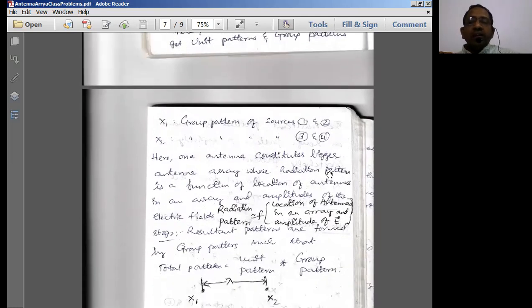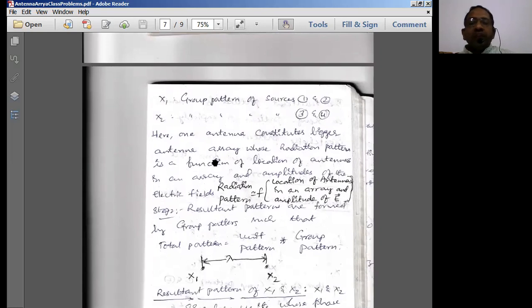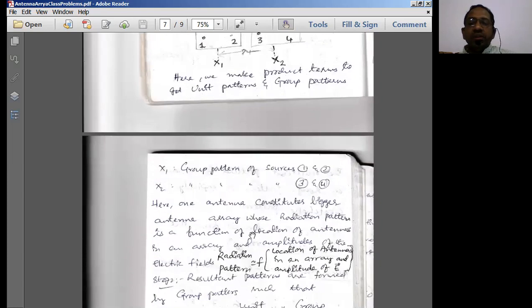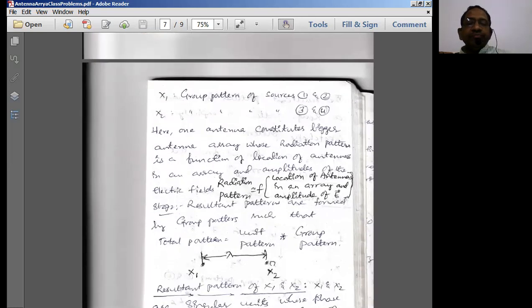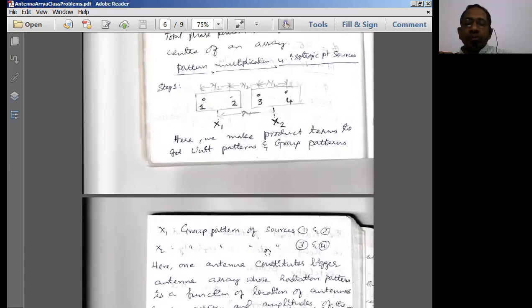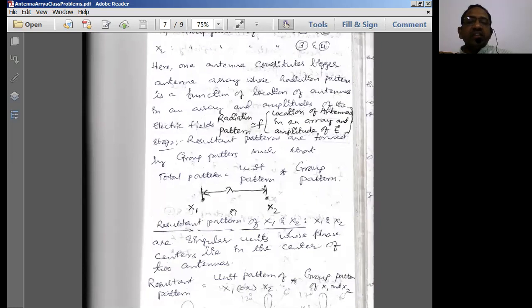So here one antenna constitutes a bigger antenna array whose radiation pattern is a function of the location of the antennas in the array and the amplitudes of the electric fields. X1 is nothing but a virtual location of the group of antennas 1 and 2. Similarly, X2 is a virtual location for the group of antennas 3 and 4. So what is the first step? We have to first of all group. What is the second step? Once we group, then we multiply.